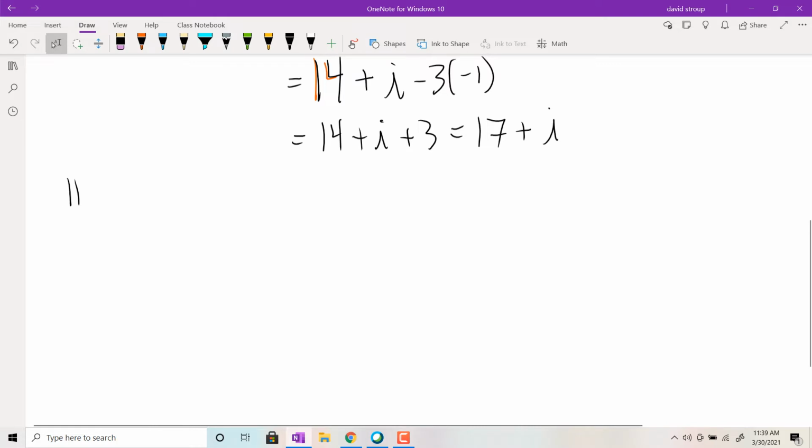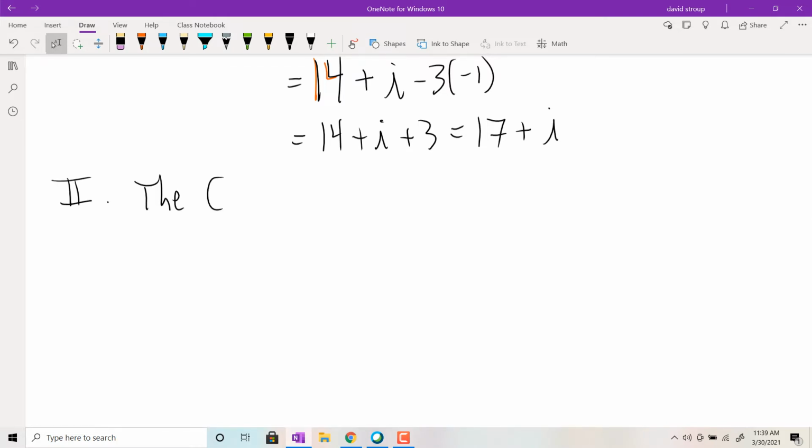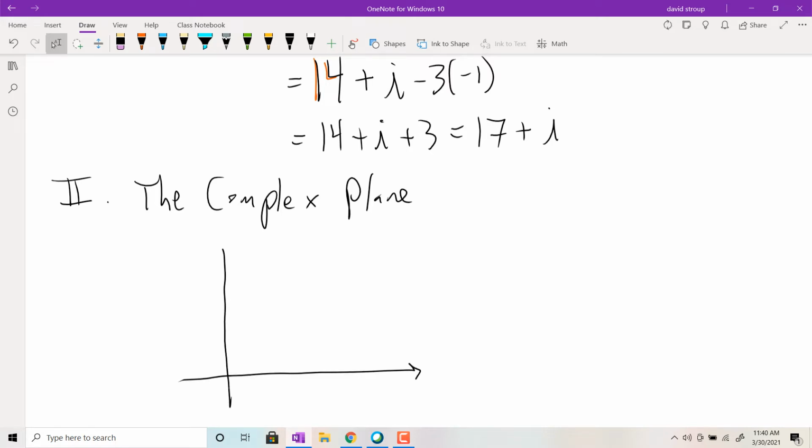Let's now look at graphing them. Okay, so we're going to graph these things on what's called the complex plane. So the x-axis will be the real axis, and the y-axis will be the imaginary axis. Okay, so the x-axis is now the real axis, and the y-axis is now the imaginary axis.